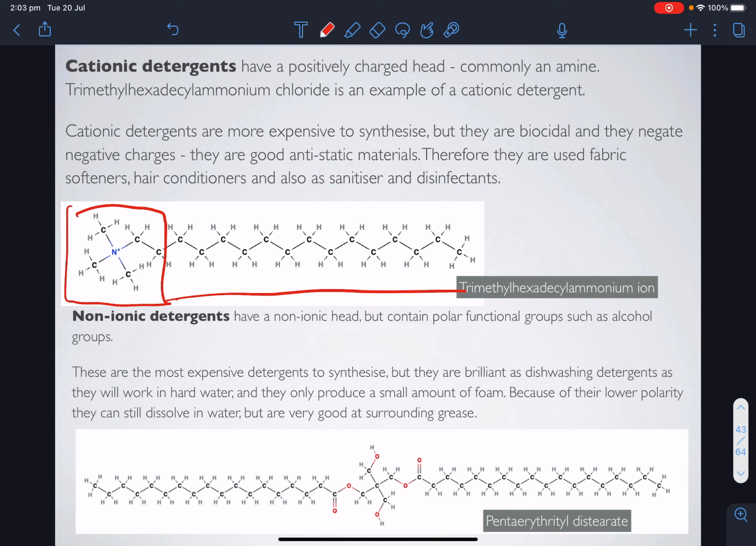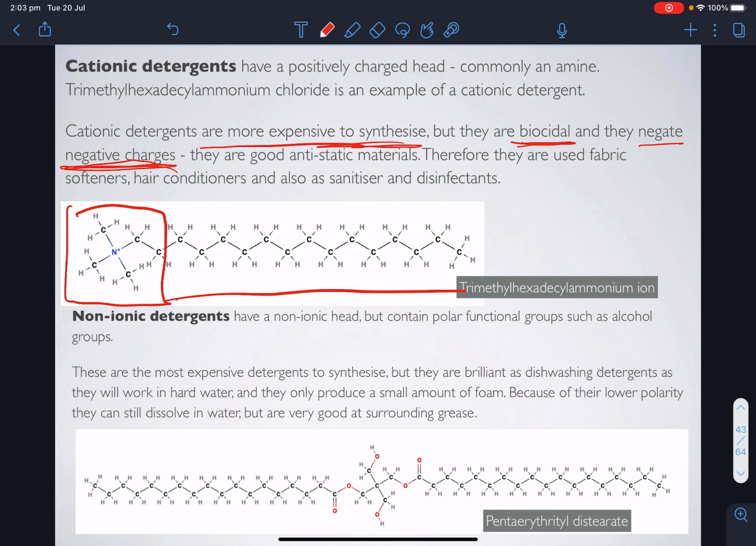Cationic detergents are slightly more expensive to synthesize, so you're paying just a little bit more, okay? But they have the properties that bacteria don't like them, they're biocidal, and they also negate negative charges around them. And this is important. This is mainly what they're used for. So if negative charge builds up, these detergents will counteract that, and so they're good anti-static materials.